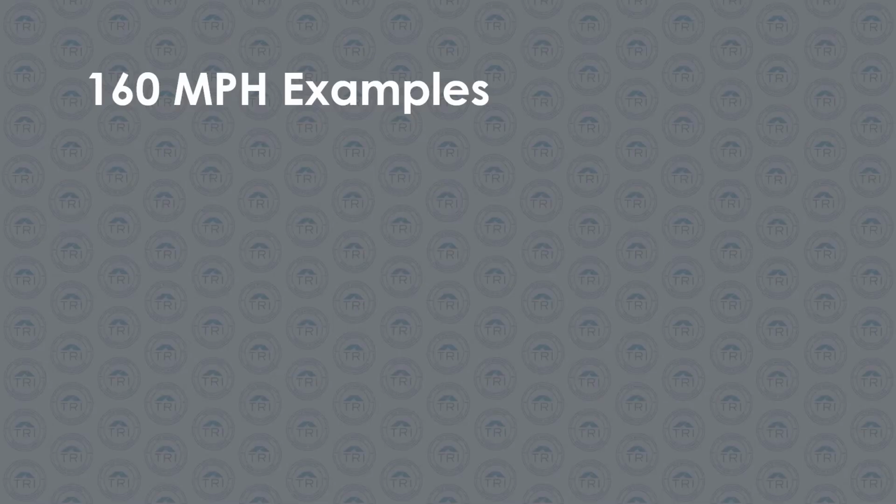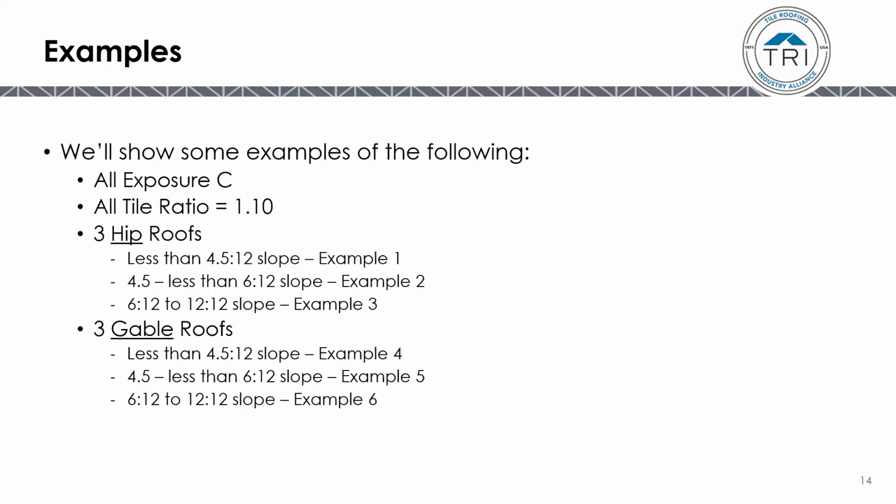We'll now continue and look at 6 examples of roofs at 160 miles per hour. For our examples, we'll make sure they're all exposure C, and we're going to use the same tile ratio, which is a high ratio of 1.10. We're going to do 3 hip roofs at the 3 different slopes on the tables, and those are less than 4.5 in 12, 4.5 in 12 to less than 6 in 12, and then 6 in 12 to 12 in 12. And we'll also do the same slopes for the 3 gable roofs we're looking at.